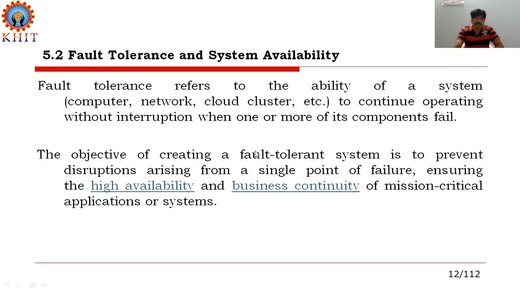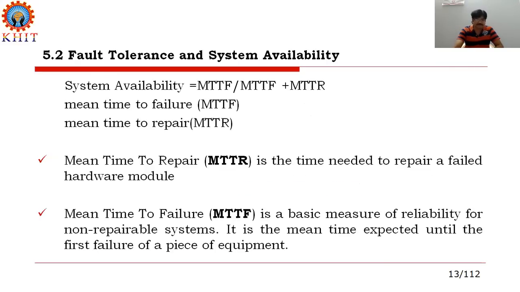So if we apply fault tolerance for any application, there is no failure at all. And fault tolerance mainly depends on the system availability. That means if we apply fault tolerance for any application, the system will always be available in working mode. The system availability is calculated based on a formula: system availability equals MTTF divided by MTTF plus MTTR.